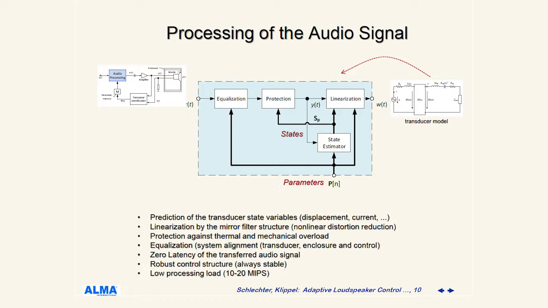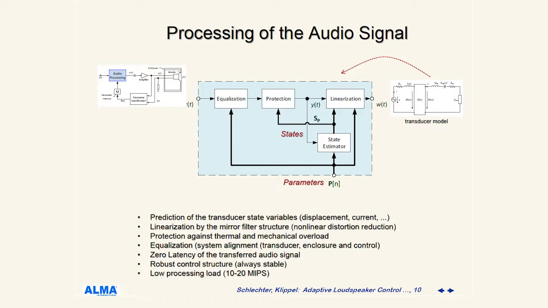We again use the transducer model, the same transducer model. And from the parameters we obtain by parameter identification, we can now estimate what is going on in the loudspeaker. We know the displacement of the loudspeaker, the temperature, the current. Those we call states of the loudspeaker. And those are required for an adequate protection system and for linearization of the loudspeaker.